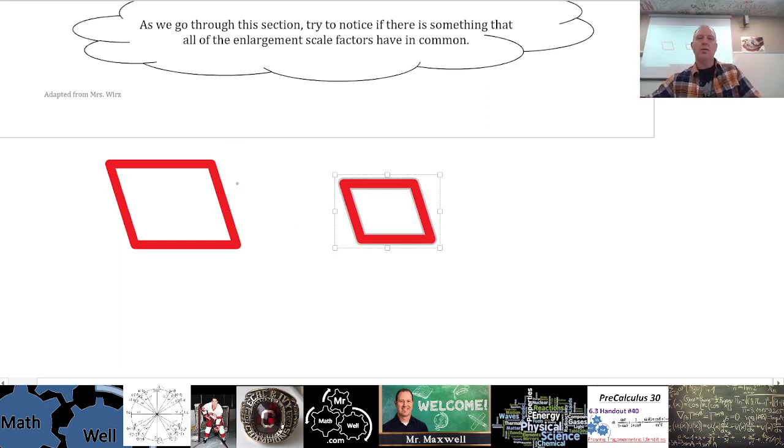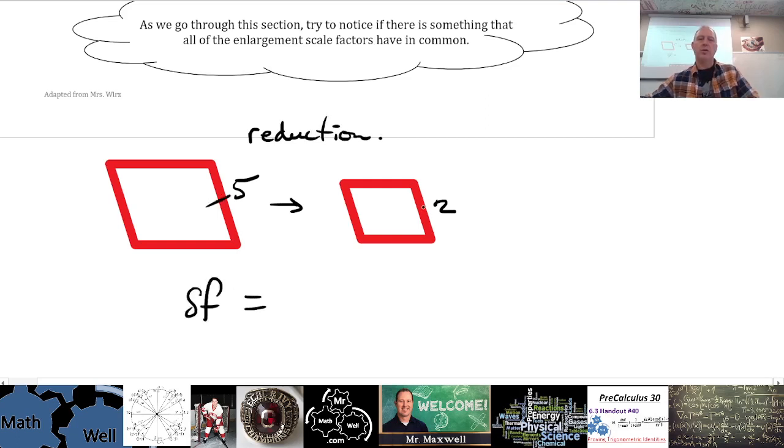Okay, if this was 5, and this was 2, this is a reduction, right? Okay. So think about this scale factor. The scale factor is going to be, because this side corresponds to this side, they're not the same, but they're corresponding. We're going to have what? Is it 5 over 2? Do you always put the big one on top? No, we put the scale diagram measurement on top, so it's 2 over 5. So that's our scale factor, 2 over 5, or what's that, 0.4? 0.4.